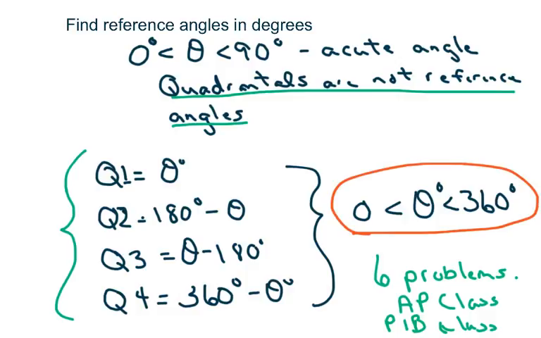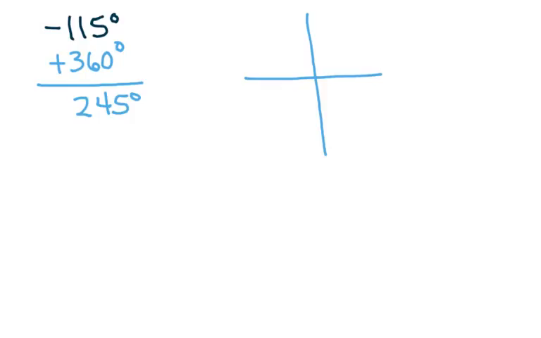our angle has to be in between 0 and 360 degrees. So what I'm going to do is make it coterminal by adding 360 to this. And when you add 360, you get 245. So now if we look at this, I'm going to draw a quick drawing. This is 0 degrees. This is 180 degrees. This is 270 degrees. And this is 90 degrees. Our angle is in quadrant 3.